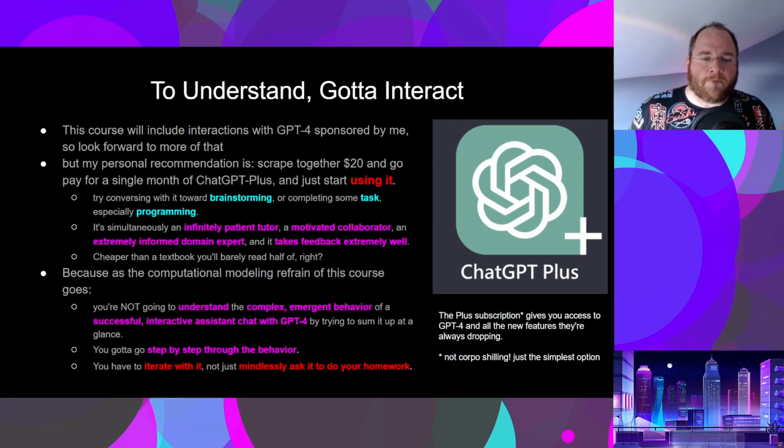But here's why I'm suggesting this from the standpoint of the curious mind. I'm not assigning this to you. I'm suggesting you should get into it, because as the main refrain of this course goes, you're not going to understand the complex emergent behavior of a successful interaction with a chat system like GPT as an assistant by trying to sum it up at a glance and say, I get it. You're not going to. You can't. I'll show you some things along the way to help illustrate this, but you've got to go step by step through the behavior.